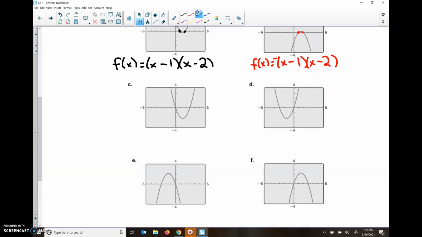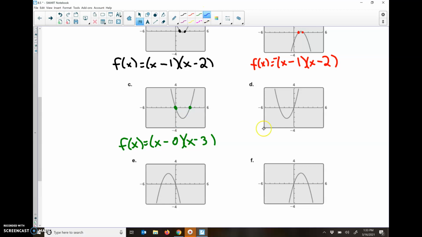All right, letter C. F of x equals, this one's positive because it's going upward. So x minus some number, and then x minus another number, and it looks like our intercepts are 0 and 3. So x minus 0 and x minus 3.